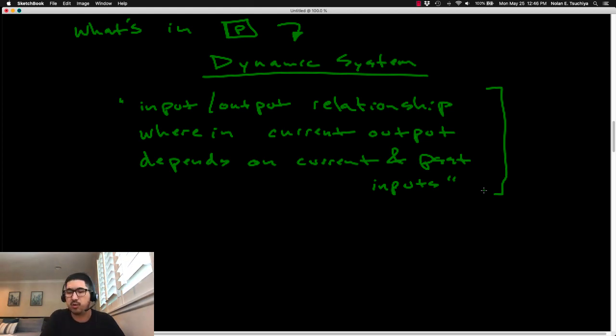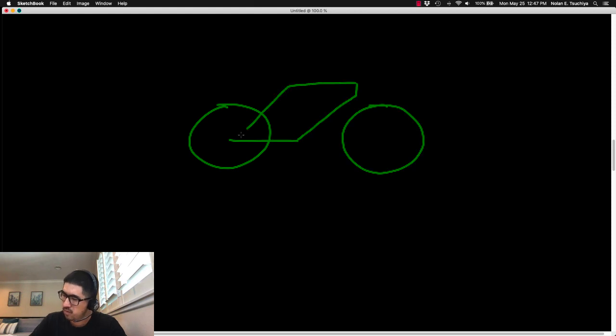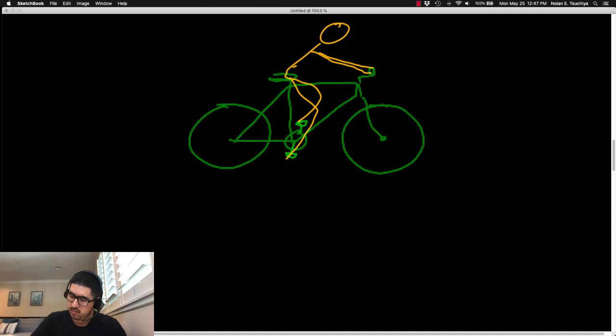That's the key difference between dynamic systems and static systems. In other words, dynamic systems have somewhat of a memory associated with them, right? The current output at time t is dependent on a whole bunch of past inputs. That's what I mean by memory. Let's take this example as a hopefully relatable example: the bicycle. This should be a very familiar example of riding a bicycle.